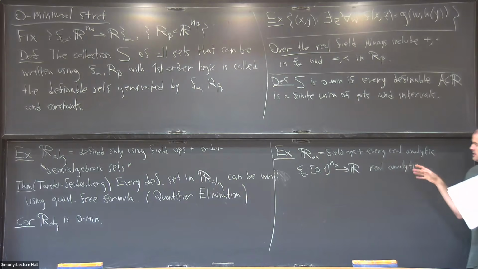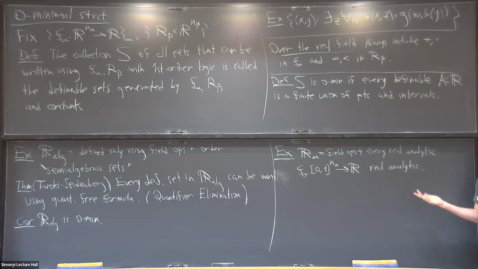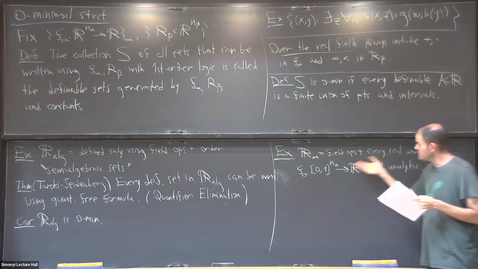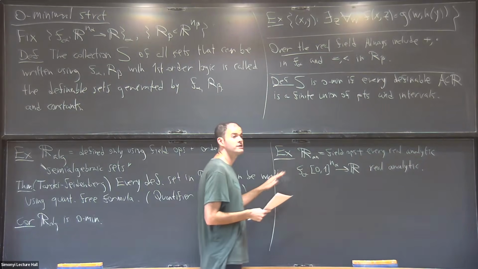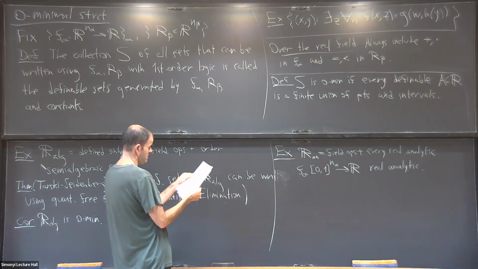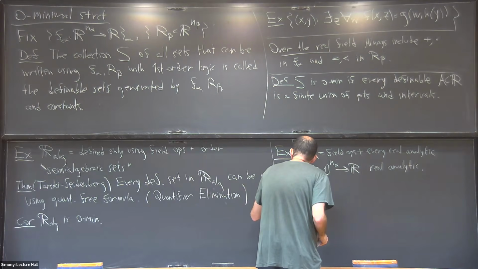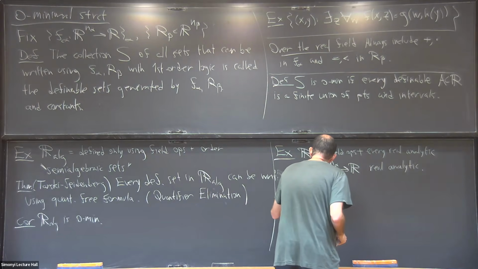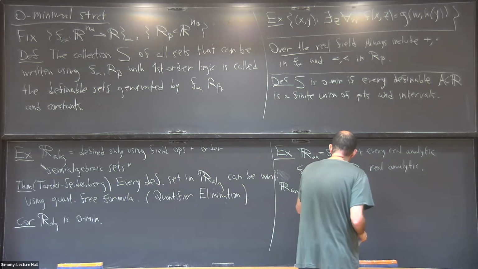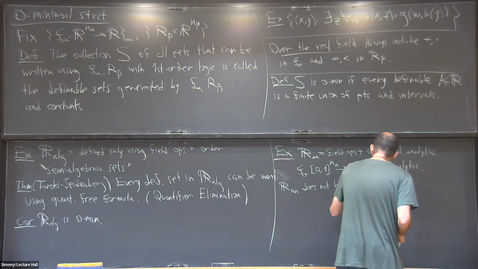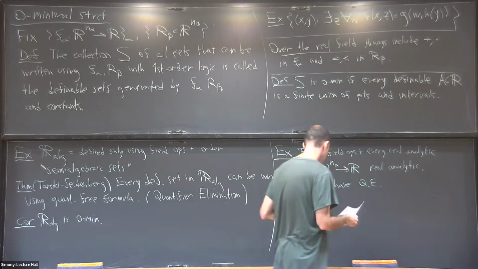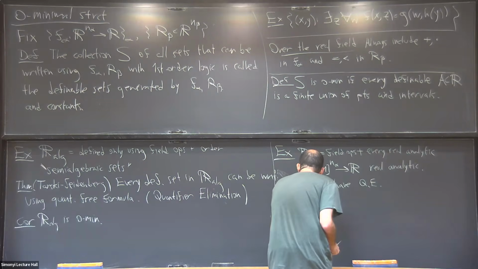So here I'm just throwing in any analytic function on the cube. And so this is quite useful. It has a lot of functions, a lot more than the algebraic structure. And it's again o-minimal, but for a different reason. The first thing to note about this guy is that R_an does not have quantifier elimination.